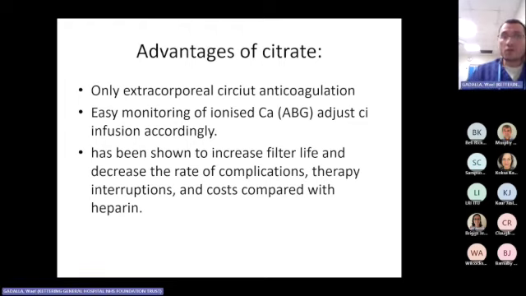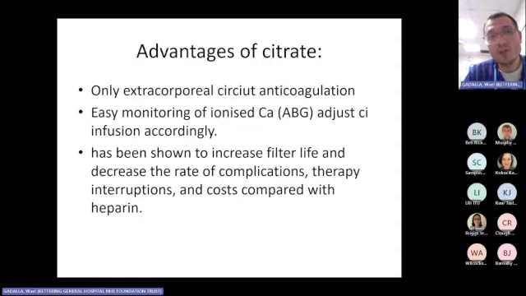Advantage of citrate: the citrate is only used in the extracorporeal circuit. Although part of it is metabolized in the body, most of the citrate enters the circuit outside the body and is removed in the filter. So it is also easy to monitor the calcium.